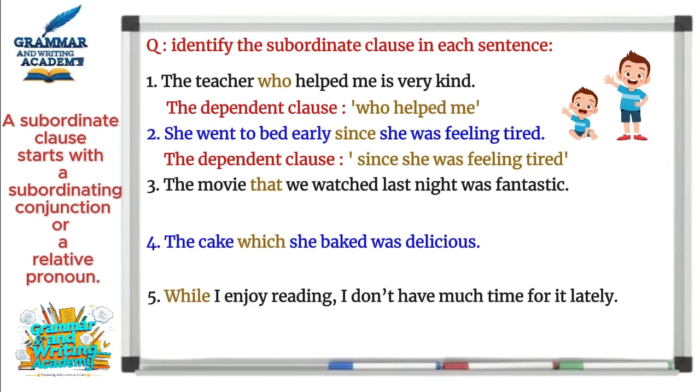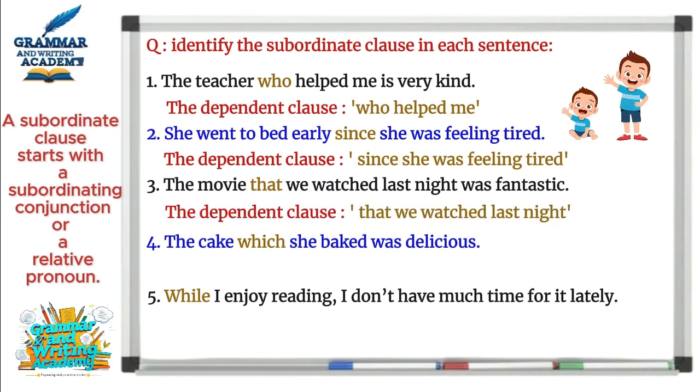3. The movie that we watched last night was fantastic. The relative pronoun is that. So the dependent clause is that we watched last night, as it can't stand alone. 4. The cake which she baked was delicious. The relative pronoun is which. So the dependent clause is which she baked, as it can't stand alone.